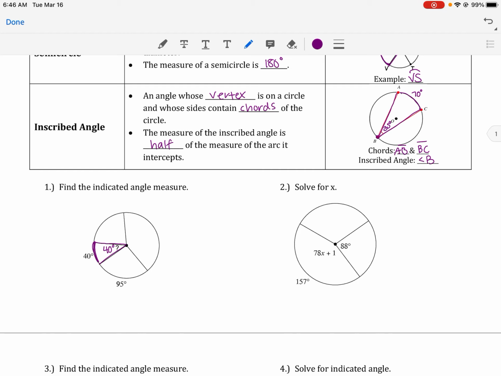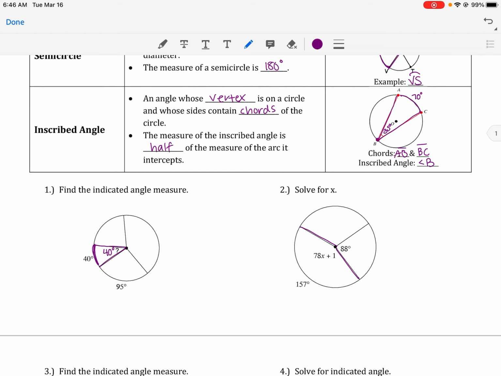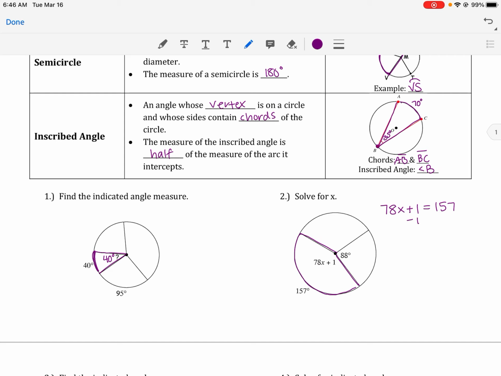Okay, this time it tells us to solve for x. So you'll notice 78x plus 1 represents this angle right here. And it relates to this arc, which is 157 degrees. So let's write an equation. We know that the central angle is equal to that. So we'd have 78x plus 1 equals 157. Subtract 1 from both sides, you get 78x equals 156. Divide both sides by 78, you get that x equals 2.